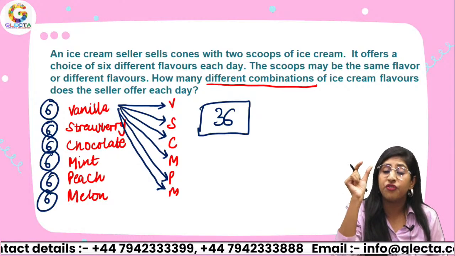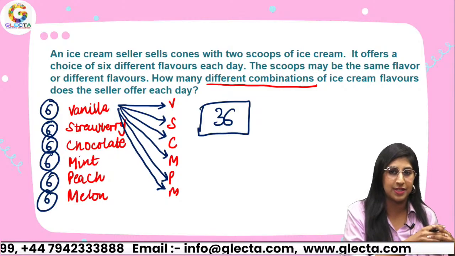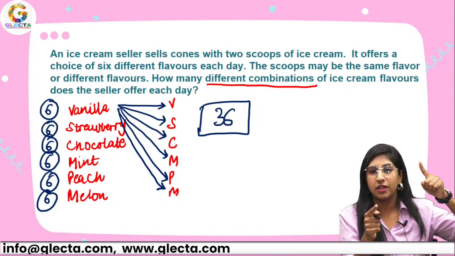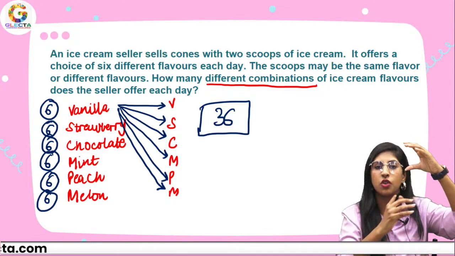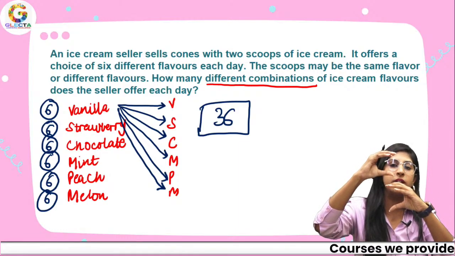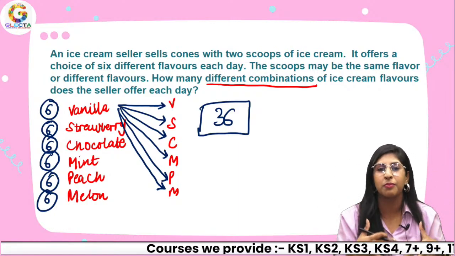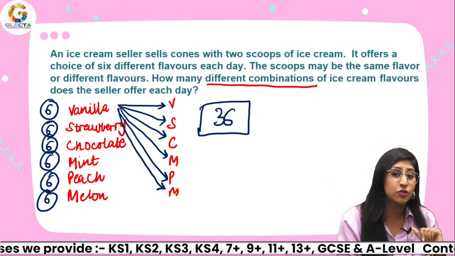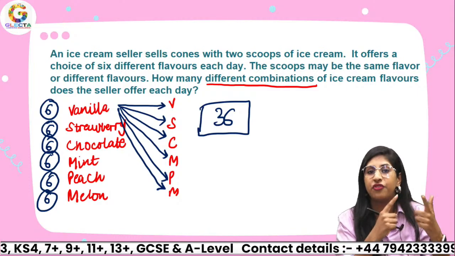If this word different was not given to us, then of course I could have taken 36. But if I have vanilla and strawberry, then first scoop vanilla, second scoop strawberry, right? So if I just swap it, like first scoop strawberry and second scoop vanilla, does it make a difference? No. Ultimately I'm getting both the scoops in my belly and I'm going to enjoy the ice cream, but it is not really making a difference, right? So we won't count that as different.